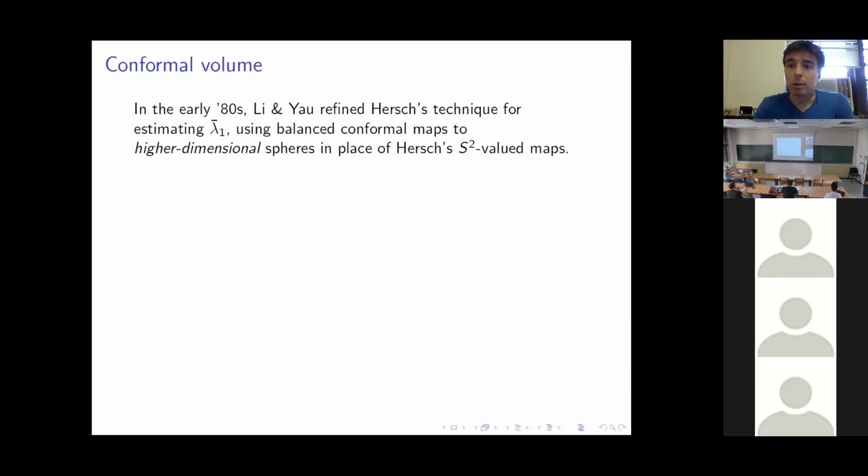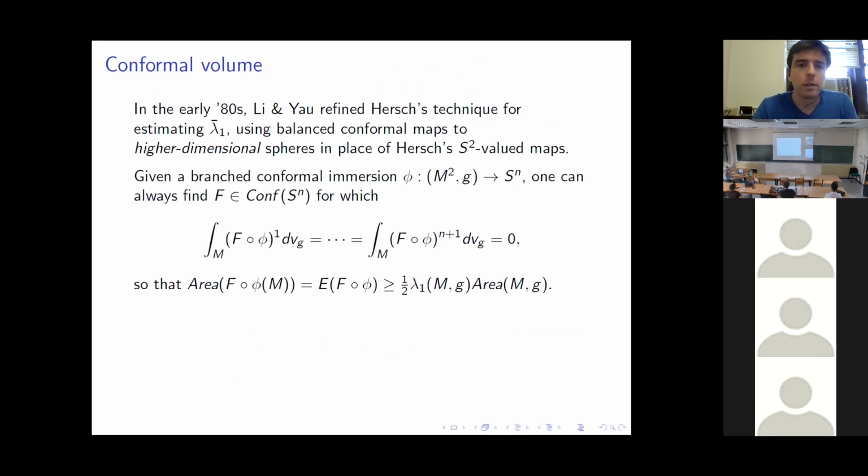So a little after the work with Yang, Li and Yau were able to refine Hersch's technique a little further. Instead of using balanced conformal maps into S2, they look at balanced conformal maps into higher dimensional spheres. This is really a key breakthrough, at least the introduction of the conformal volume. So the idea here is that, similar to Hersch's trick, if we start from any branched conformal map from our surface into some sphere Sn, then you can always find some conformal automorphism of that target standard sphere, such that all of the component functions of the composition are balanced with respect to our given metric. So the conformal group is large enough that we can always find such a map.